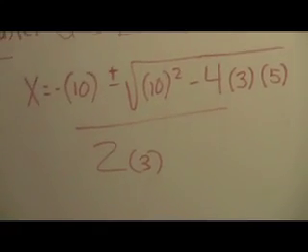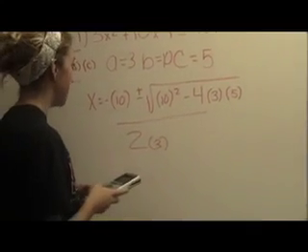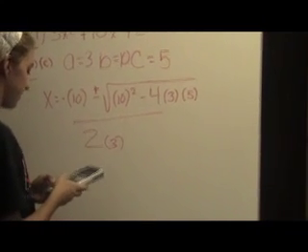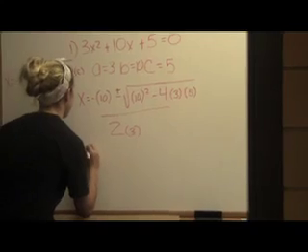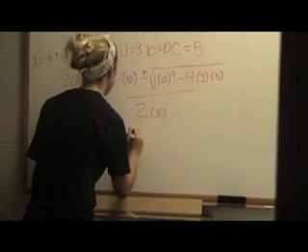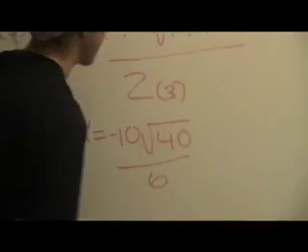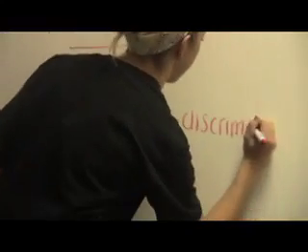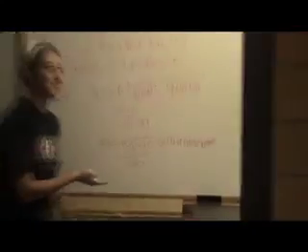And then what you do next is that you want to simplify this equation. So, 10 squared minus 4 times 3 times 5, and it'll equal 40. X equals -10 plus or minus the square root of 40 over 6. And then this would be your discriminant of 40. And that's pretty much how you simplify your discriminant.